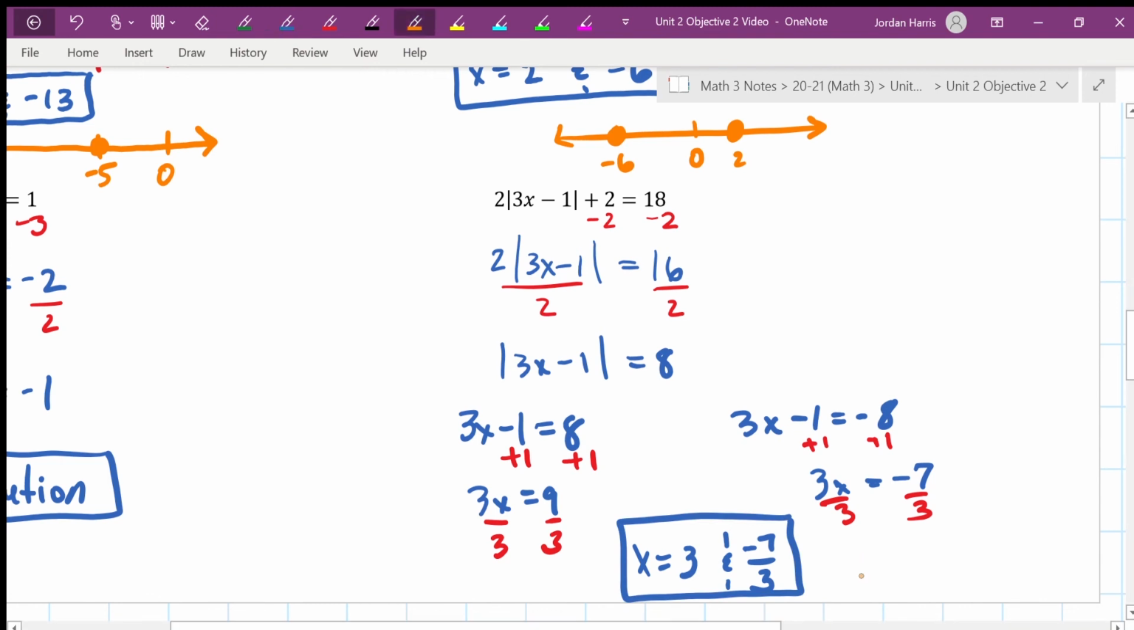Since we have solutions, we got to graph them on the number line. Don't forget that step. So 0, positive 3. So negative 7 divided by 3 is a little bit more than 2. So kind of guess where that is. And we have it.